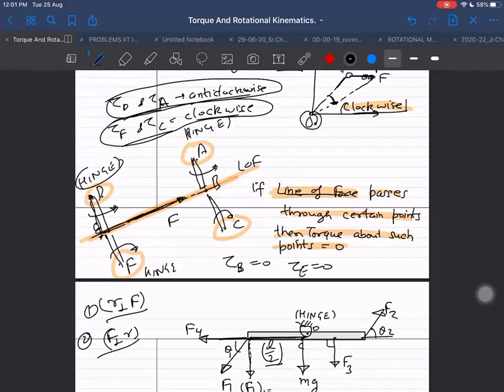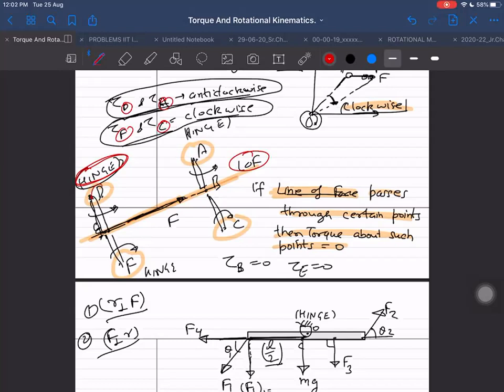Is it clear now? Can you always be sure about the direction? What should we do first? First take the line of force. After taking the line of force, take an imaginary hinge, even if it is not there, at that point. About which point should we take the imaginary hinge? About the points about which I want to find out the torques.